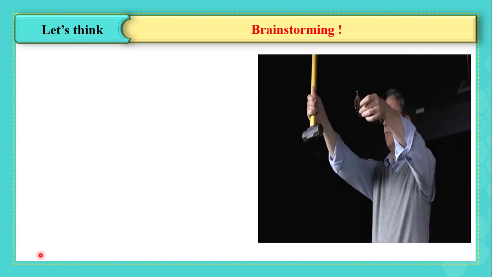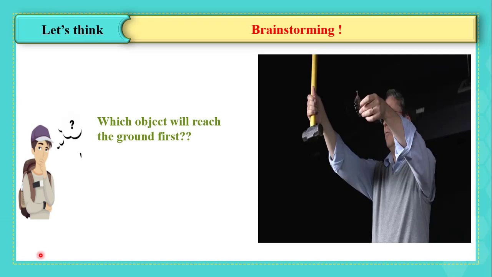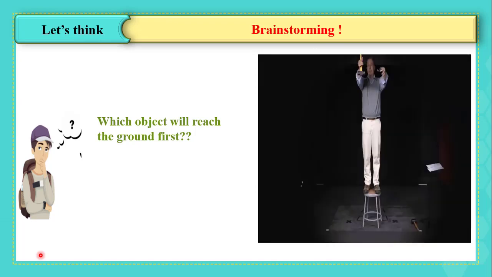Now, what if we take a feather and the same hammer and release them together from the same position at the same time? In this case, which object do you think will reach the ground first? Let's see. We notice that the hammer of a greater mass arrived first, but does this mean that heavier objects are faster?